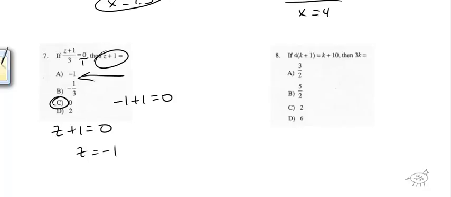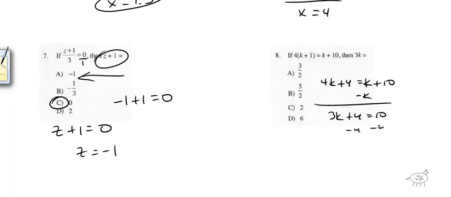All right, the next one, it's kind of the same thing. So I'm going to solve. I'm going to distribute that 4, so I'm going to write 4k plus 4 is equal to k plus 10. And subtract k from both sides, so you get 3k plus 4 equals 10, and subtract 4. So 3k is equal to 6, divided by 3, k is equal to 2.